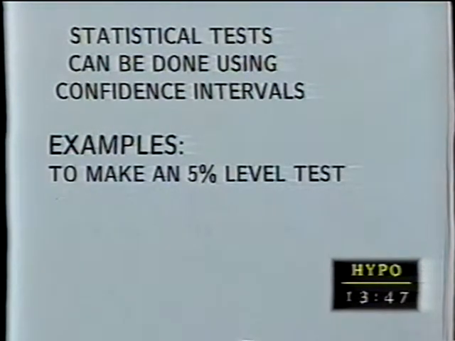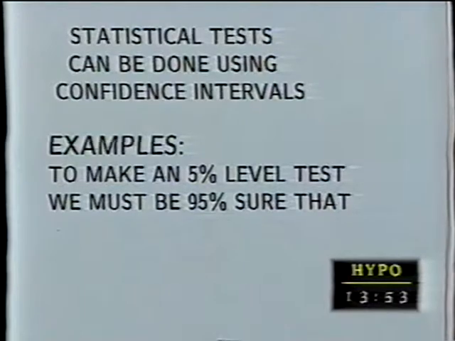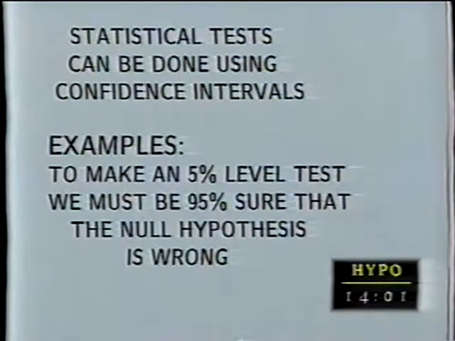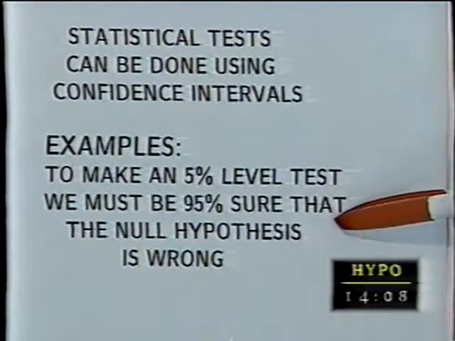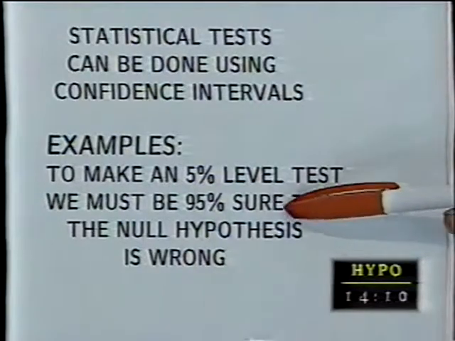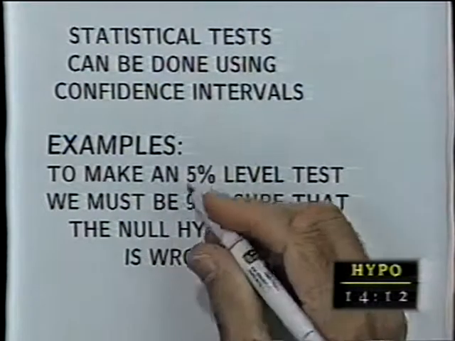Let's say we're asked to make a 5% level test. That means we can't be wrong more than 5% of the time. That means we've got to be right 95% of the time. That means we must be 95% sure that the null hypothesis is wrong before we reject it. In order to reject the null hypothesis, we have to be 95% sure that it's wrong. If we're, let's say, must be at least.